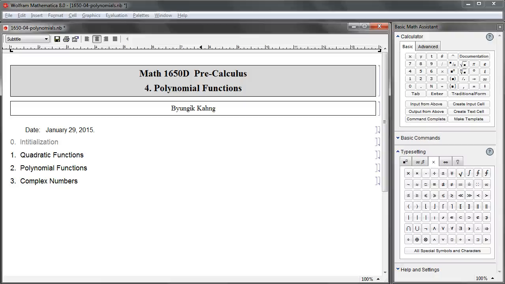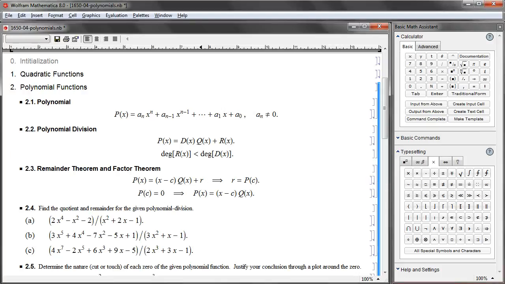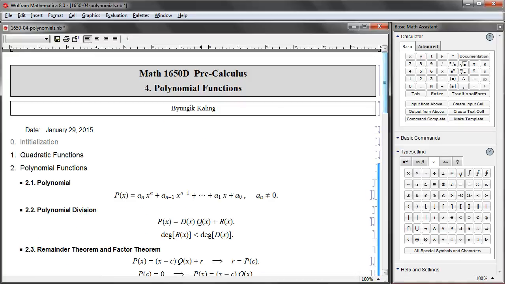Let's go over to the next topic, 3.2 of our textbook, polynomial functions. Let's begin with some lingo. What is a polynomial? This kind of function is called a polynomial.